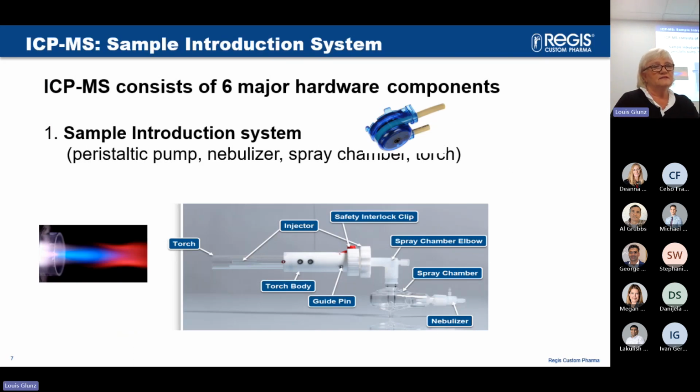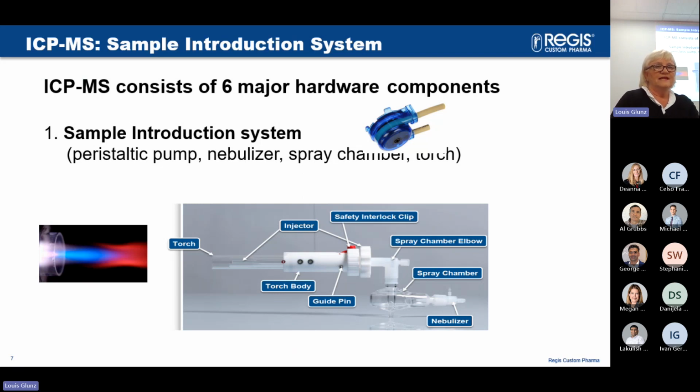So ICP-MS consists of six major hardware components. Component number one is the sample introduction system. It consists of a peristaltic pump, nebulizer, spray chamber, and a torch. The peristaltic pump delivers liquid sample into the instrument. The liquid sample passes through the nebulizer. The nebulizer is also connected with argon gas. When the sample mixes with argon gas, a mist or aerosol is formed.